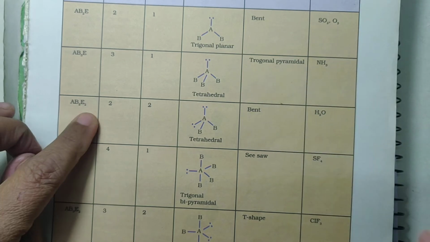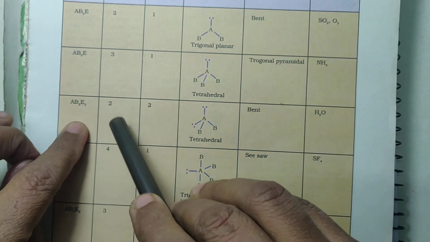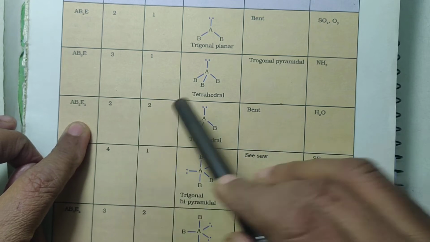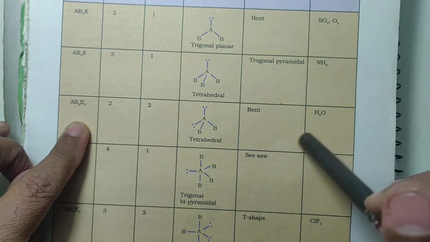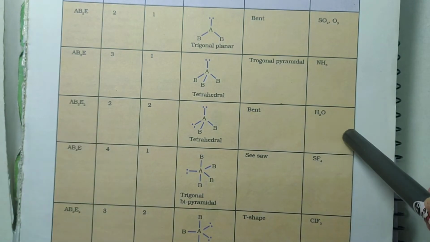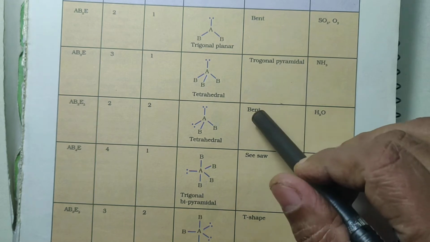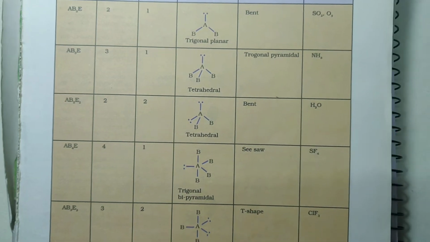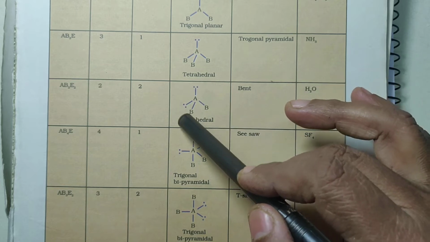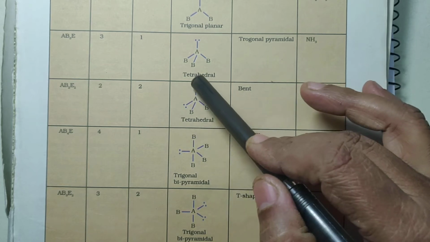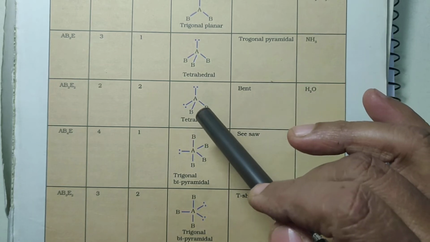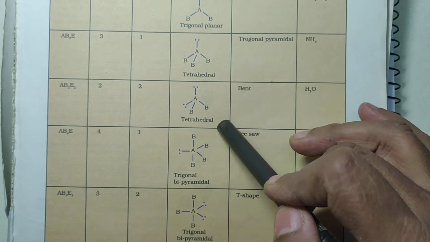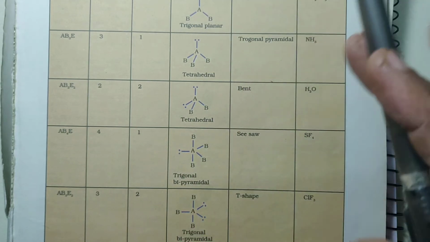Then AB2E2, that means 2 bond pairs and 2 lone pairs. So here you can give the example of water. You know it very well. Oxygen is surrounded by 2 hydrogens and it is also having bent shape. And including the lone pairs and bond pairs, you are having 4 electron pairs. So the geometry is tetrahedral. It is not regular tetrahedral, it is distorted tetrahedral.